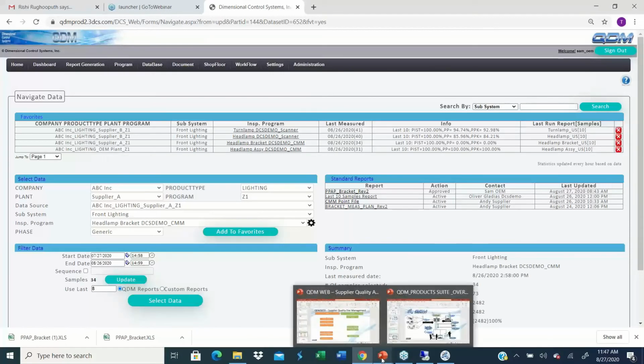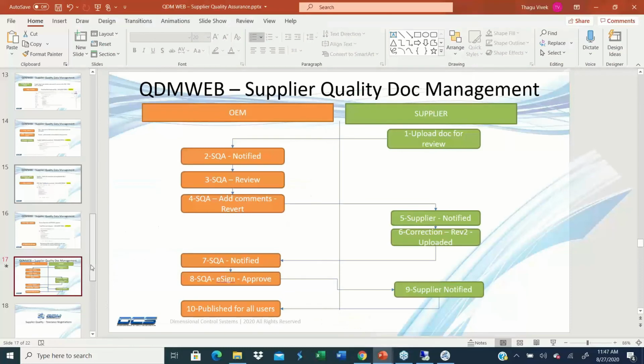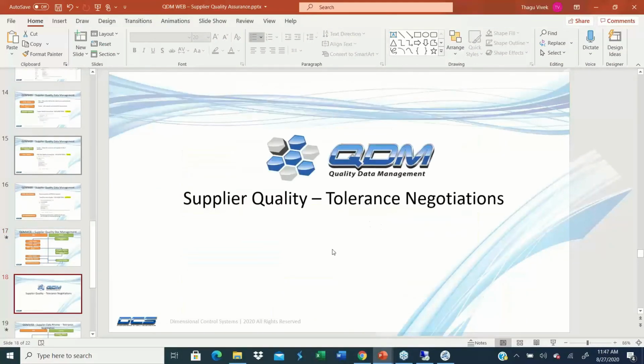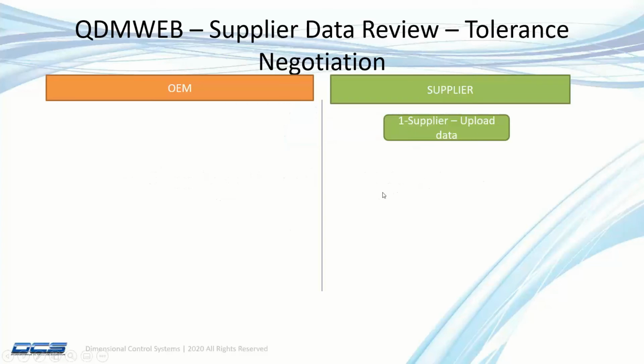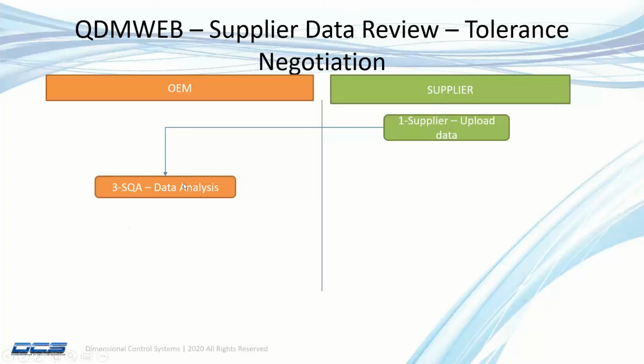All right, so now with that, let's go to the last topic for today, which is the tolerance negotiations. This is a very valuable topic which happens most of the time between a supplier quality engineer and an OEM. The supplier uploads the data, let's say they do a 30-piece study, and the data analysis is done at the OEM.